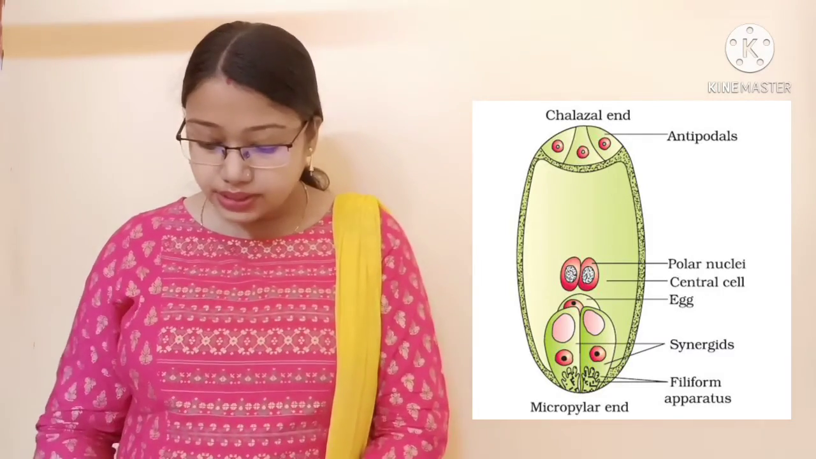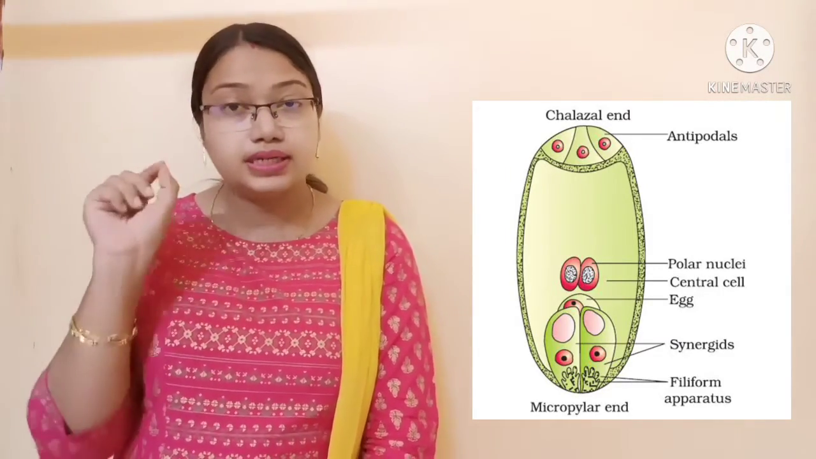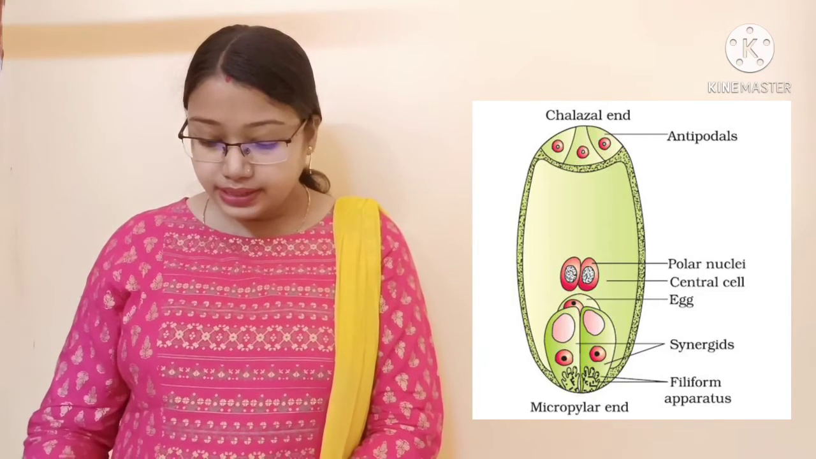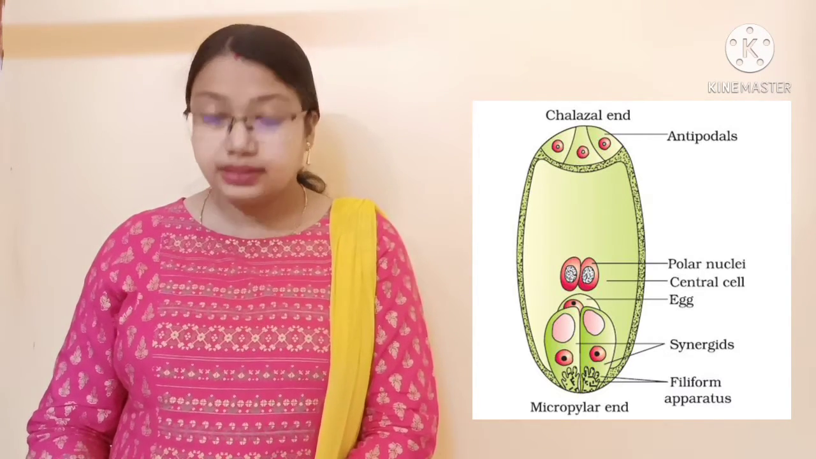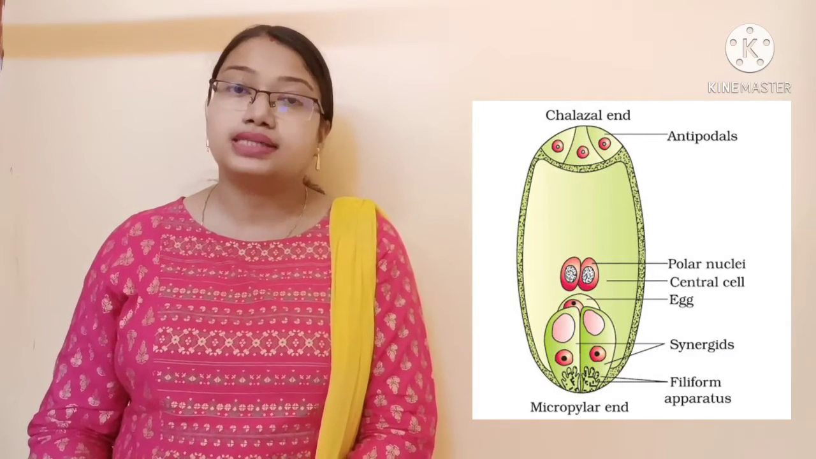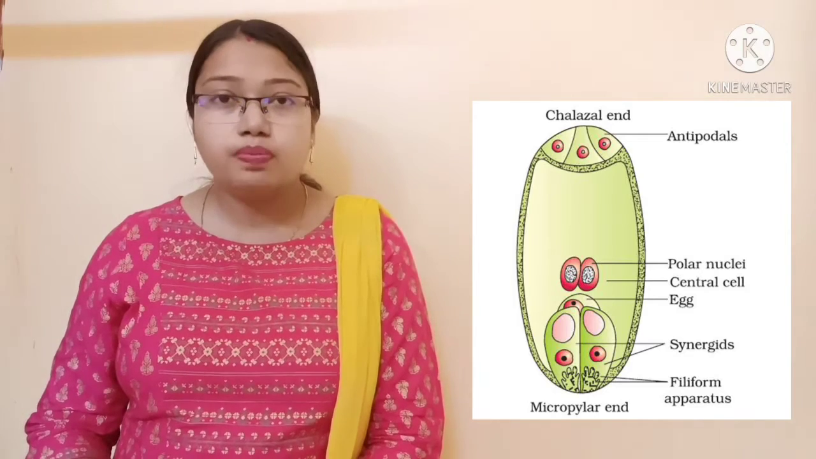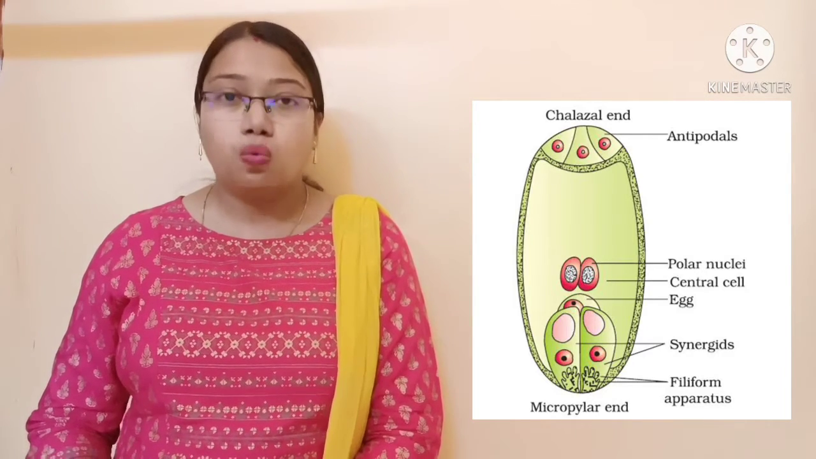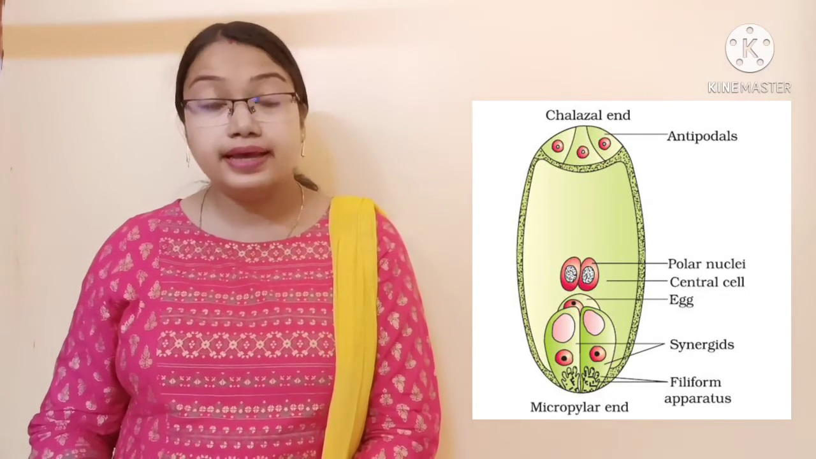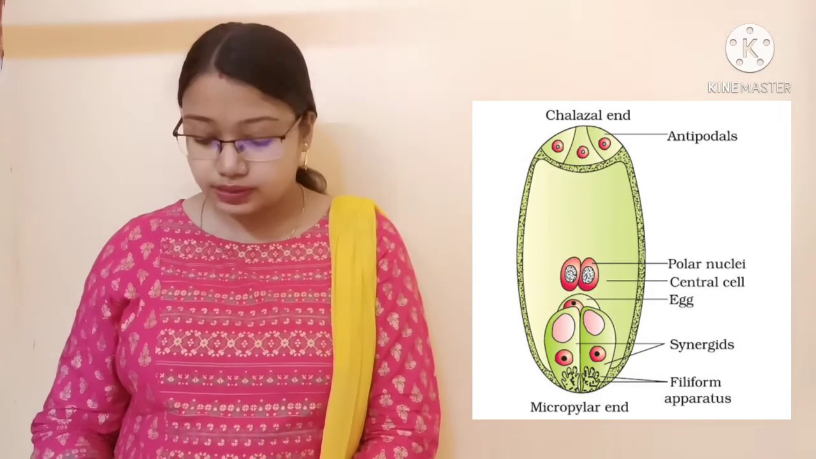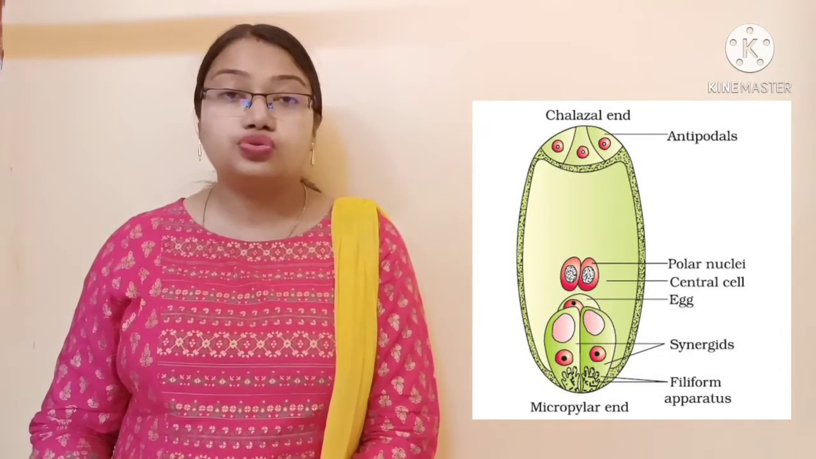All these 8 nuclei get oriented in a proper manner. How do they get oriented? 3 are present at the chalazal end, and those are known as antipodal cells. 3 cells are present towards the micropylar end, where we find one egg cell, that is the functional egg, and 2 other supportive cells known as synergids. Right at the center, there are 2 polar nuclei.